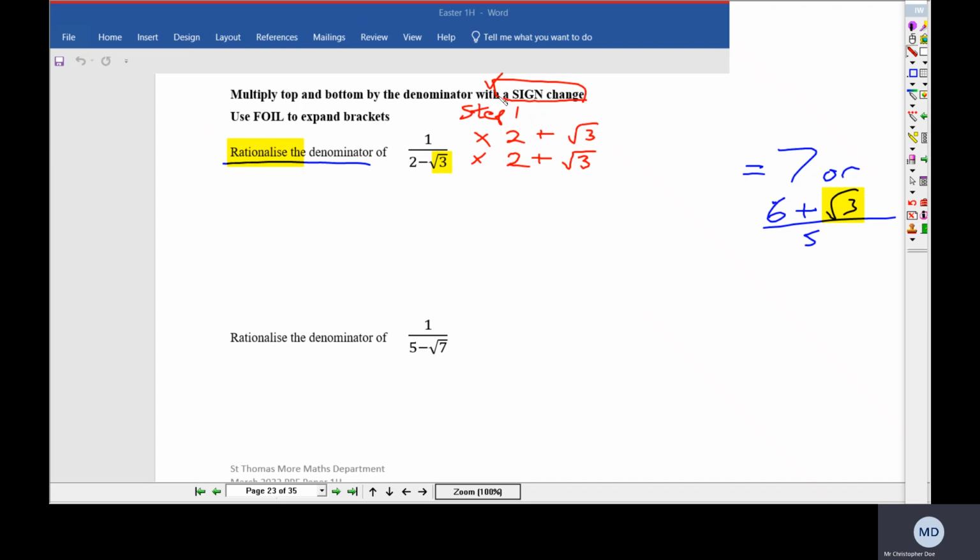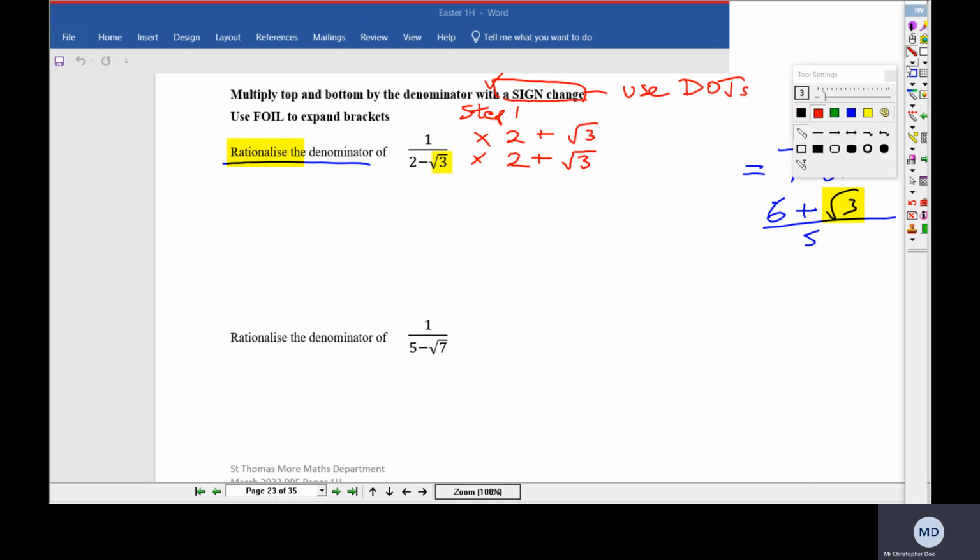The reason you need to do that is because you're going to use the difference of two squares, and since you're effectively squaring things, you're going to get rid of the root 3. What's root 3 squared? 3. That's why we're doing this. We want the root 3 to disappear, and when we've done our FOIL or grid method, we want just a normal 3. So that's why we're multiplying by a minus and then by a plus. We must have the two different signs here.